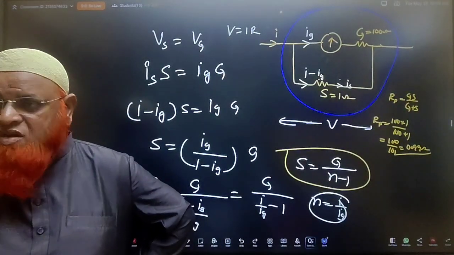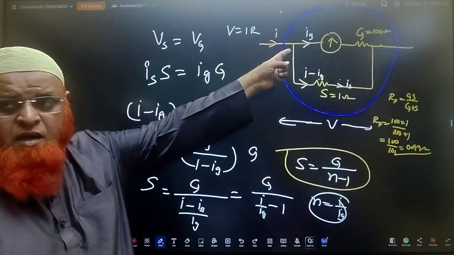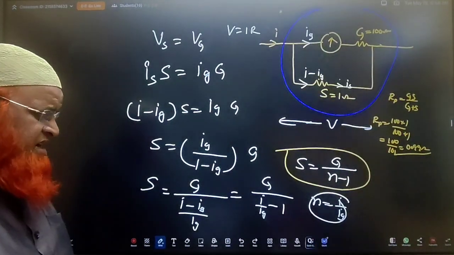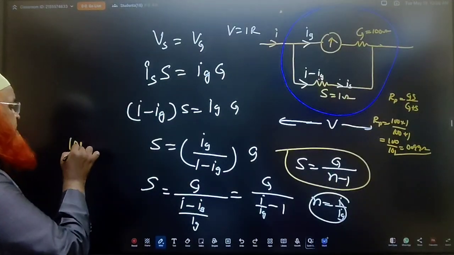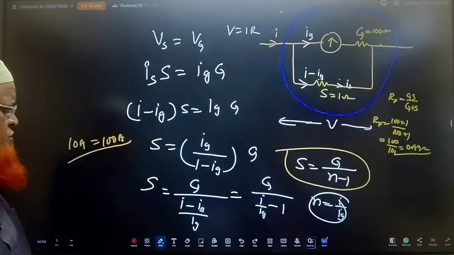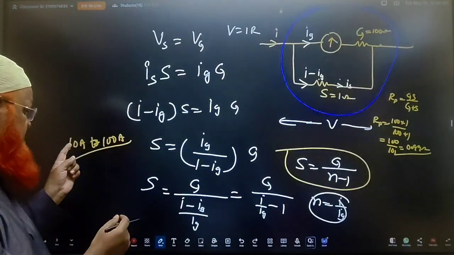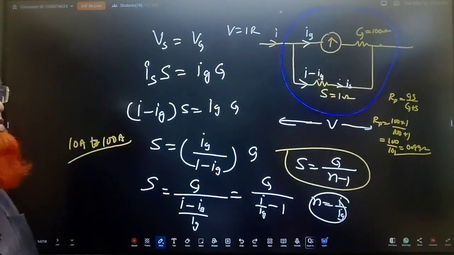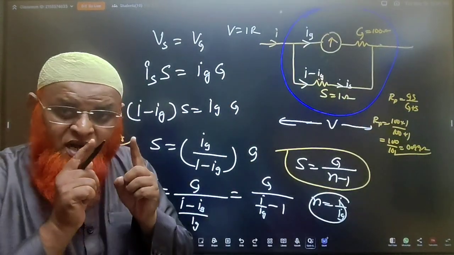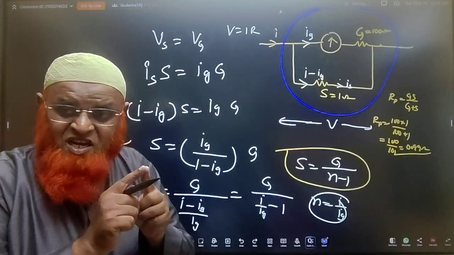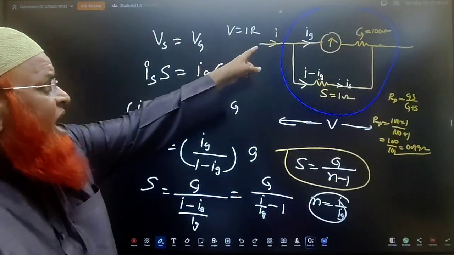Understood? The question will come here. What should be the shunt resistance connected to the galvanometer so that it can measure current in the range of 10 amperes to 100 amperes? You have to construct one ammeter whose range is from 10 amperes to 100 amperes. Means how much shunt is connected to this galvanometer so that your ammeter can measure from 10 amperes to 100 amperes. See, 100 amperes means I.